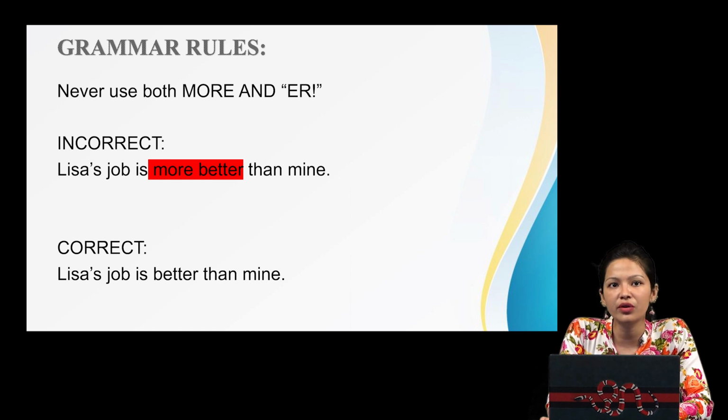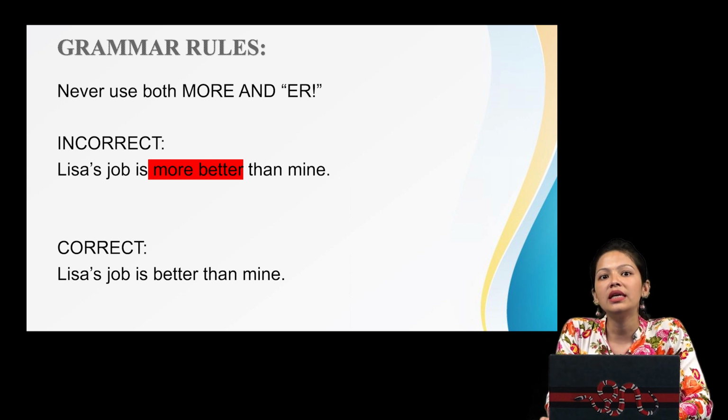Some of the grammar rules: never use both more and ER. Okay. So here there is an incorrect sentence: Lisa's job is more better than mine. So in place of more better, just write better. So it is more appropriate. Okay. So the correct sentence is: Lisa's job is better than mine.